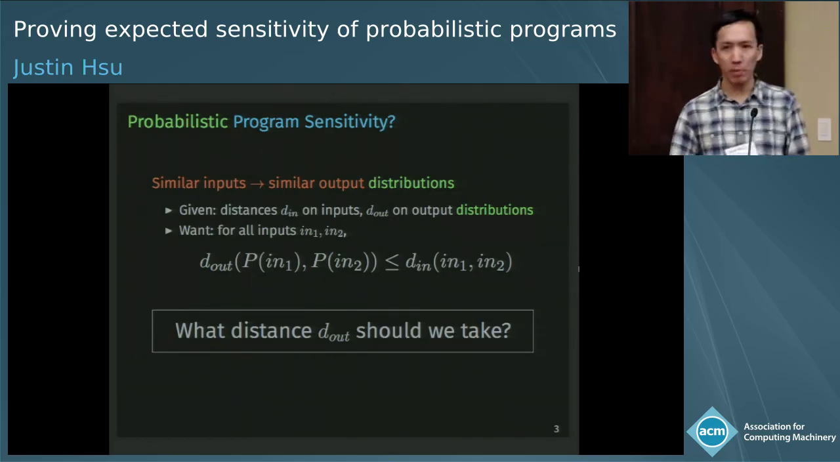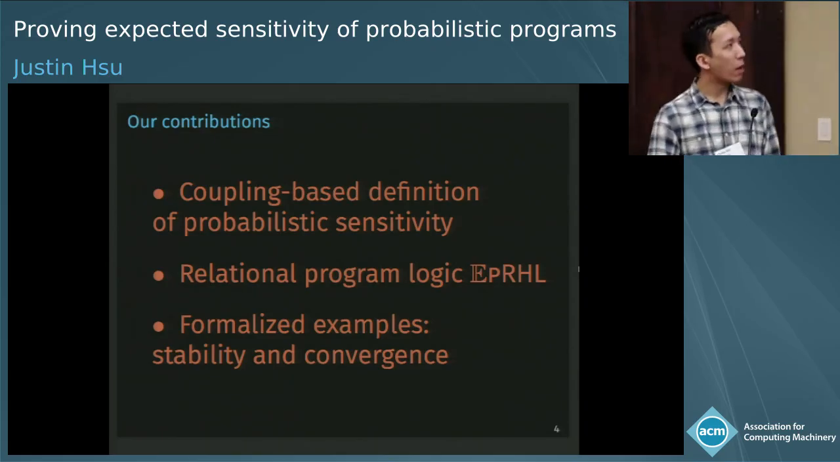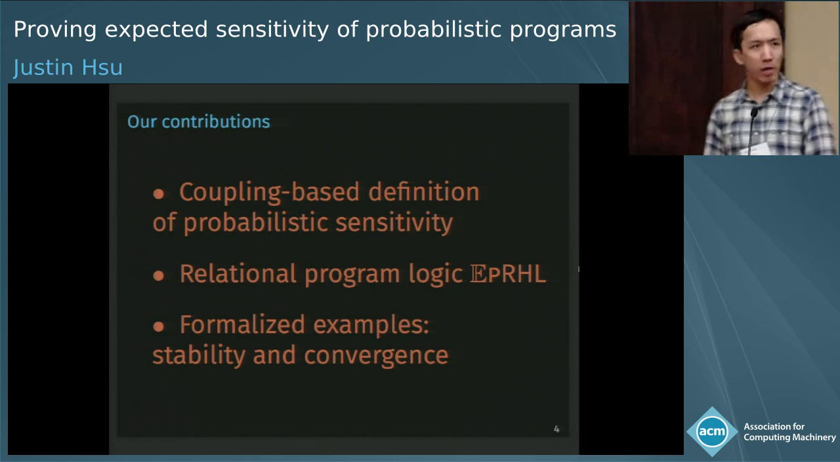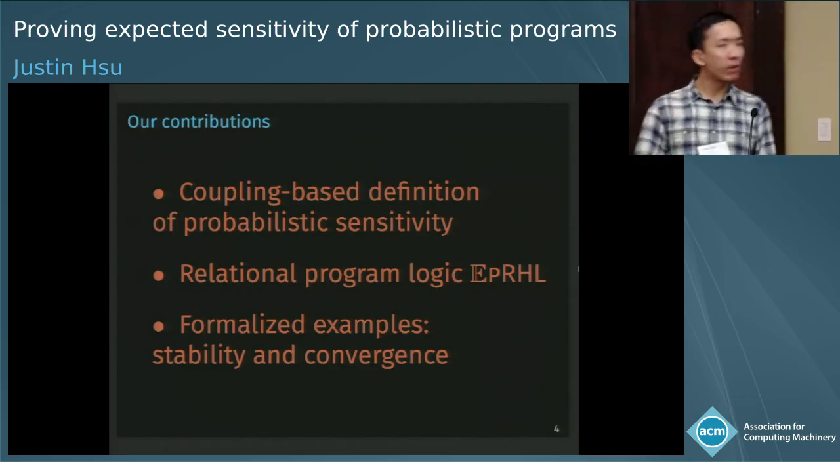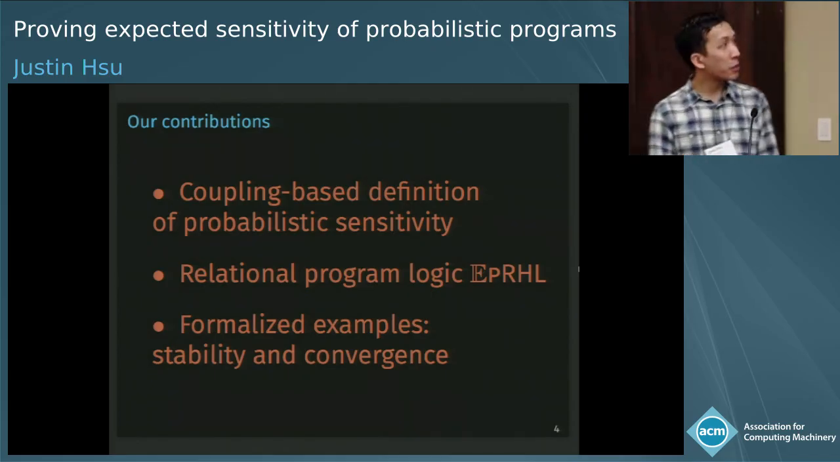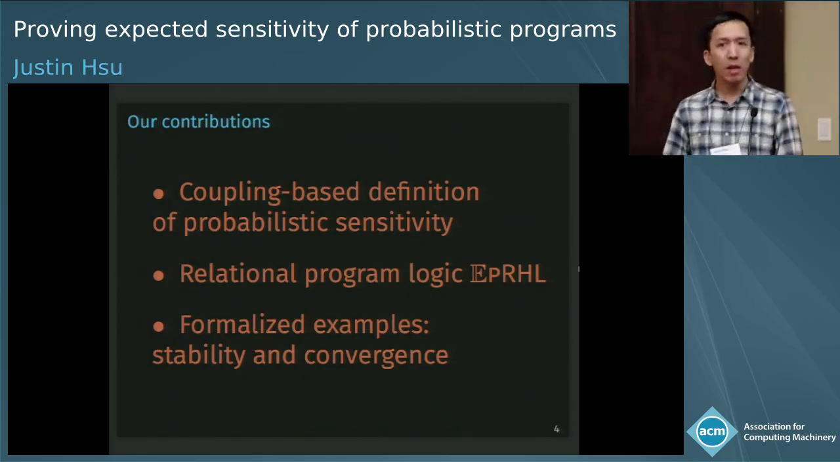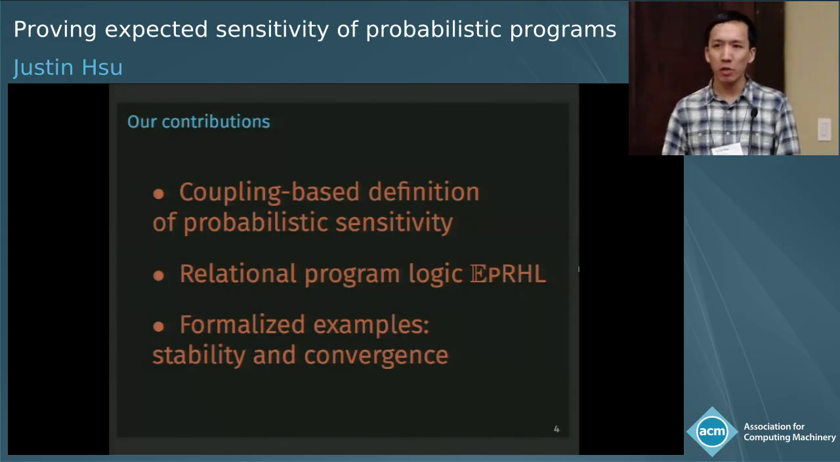In our paper, we do three main things. We give a new coupling-based definition of probabilistic sensitivity with good composition properties. We show that this sensitivity can support a relational program logic, which we call EpRHL. So we can use this program logic to prove probabilistic sensitivity for probabilistic programs. And finally, we formalize several examples of properties, including stability and probabilistic convergence, inside this logic. During this talk, I'm going to talk mostly about the first point. I'll briefly talk a bit about the relational program logic, the second point, and I'll leave the third point to the paper. Before I get started, are there any questions?